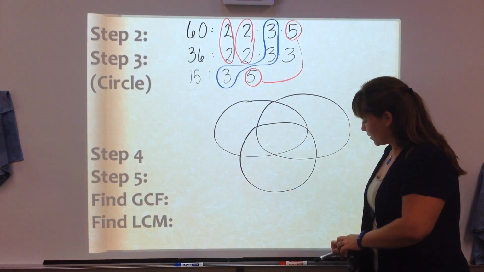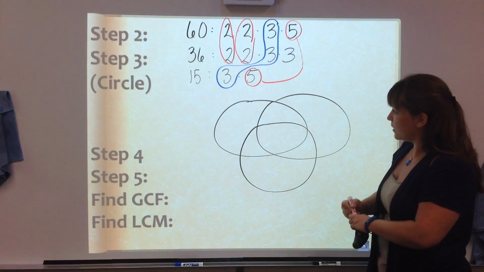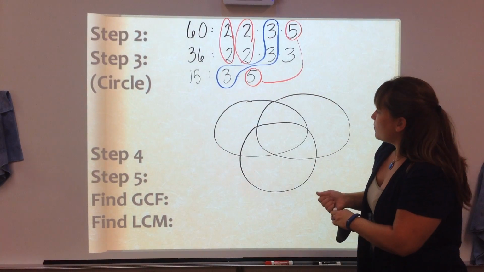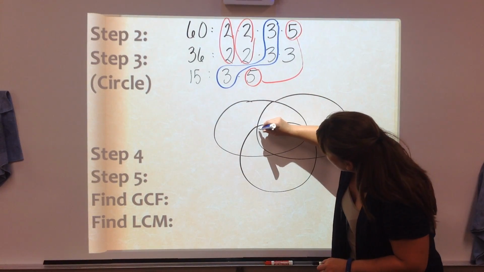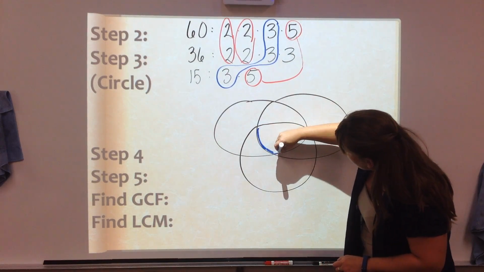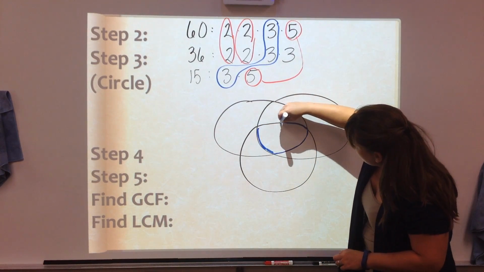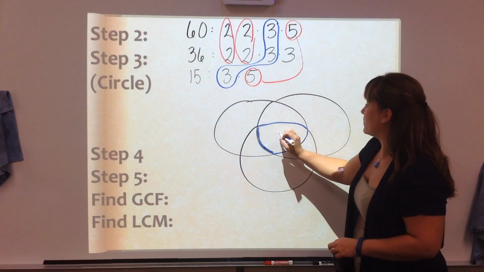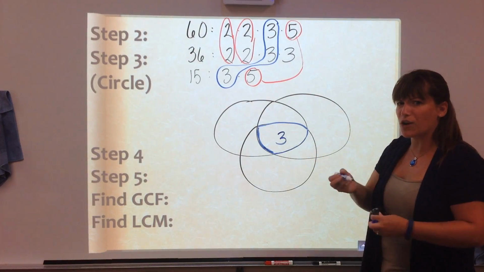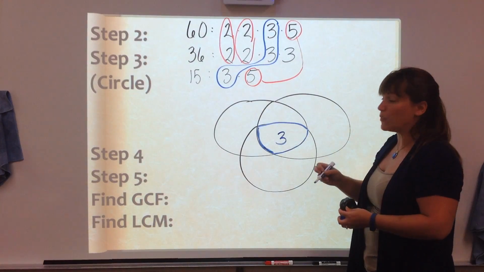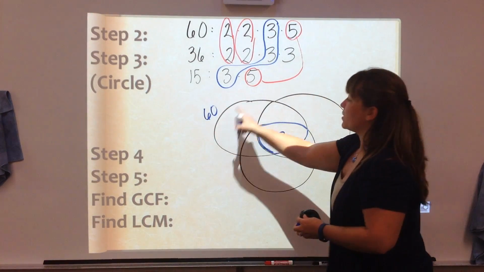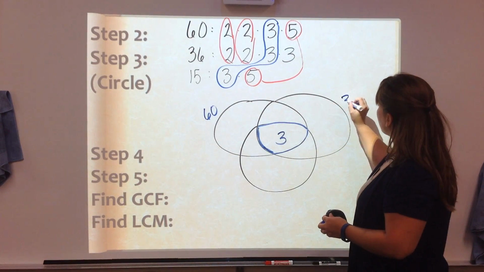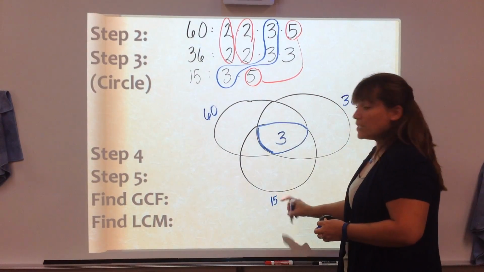There's a center part where all 3 intersect. I'm going to highlight that the same color that I did my 3s. Because in step 5, when we're putting all the numbers in, this center part is what all 3 numbers have in common, and that is that 3. Now, what are the 3 numbers? Don't forget to label, because it's very important to do that. Let's put the 60 over here. That's this left-hand circle. I want you to do the same labeling as I am. We're going to put the 36 over here, and then the 15 down here.